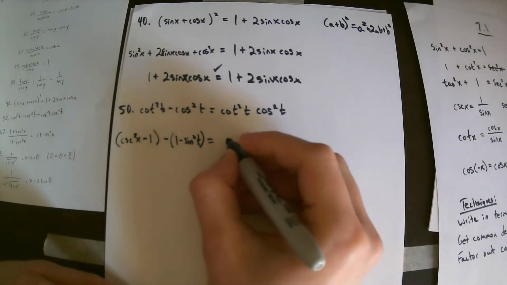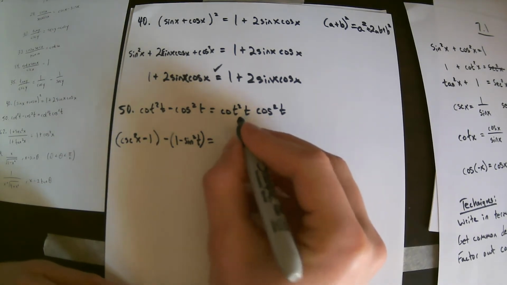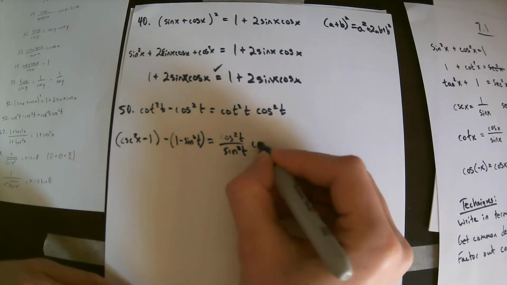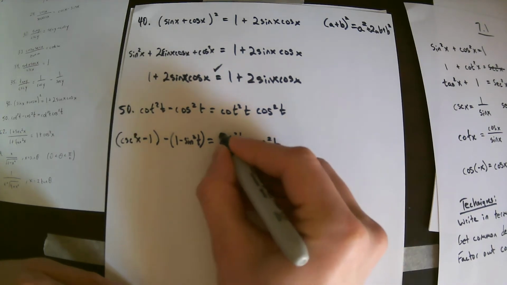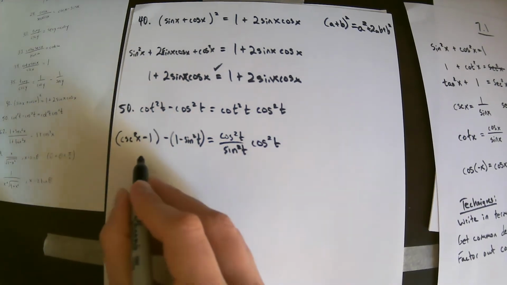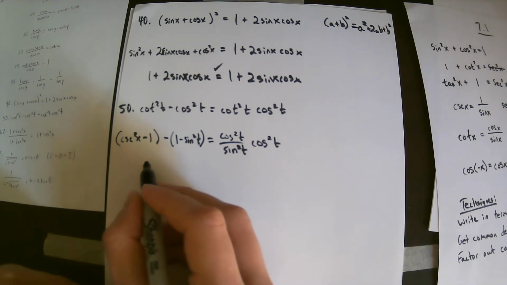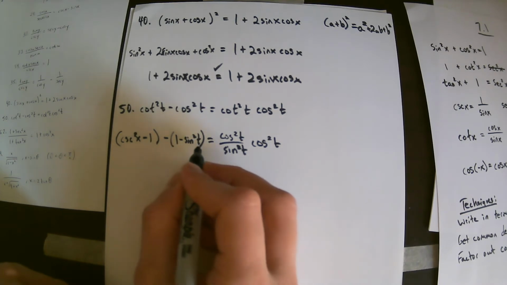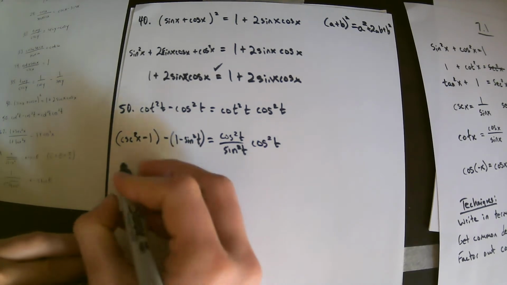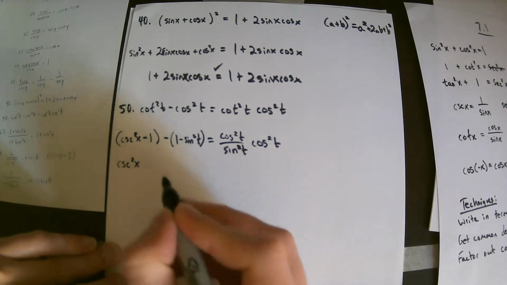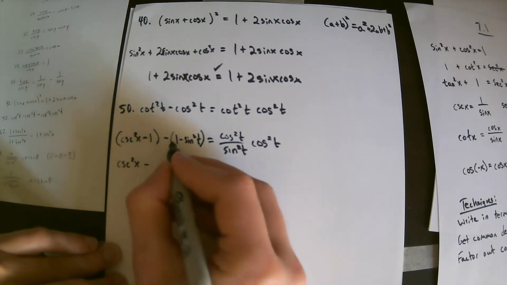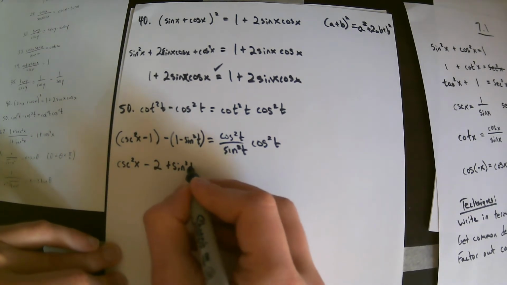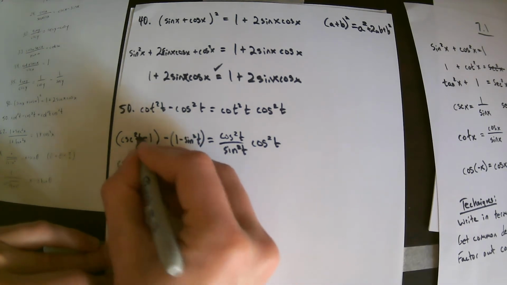Okay, and then this side, what can I do with this side? I can say cotangent squared is the same as cosine squared t over sine squared t times cosine squared t. Now over here, I'm going to have cosecant squared minus 1, and then minus 1, and then plus sine squared. So I'm going to have cosecant squared, negative 1, and then another negative 1 makes negative 2, and then plus sine squared. Oh, was it x or t? This should be t.